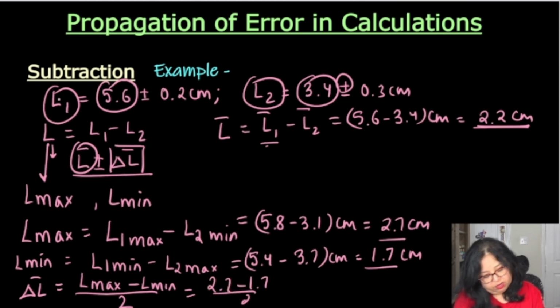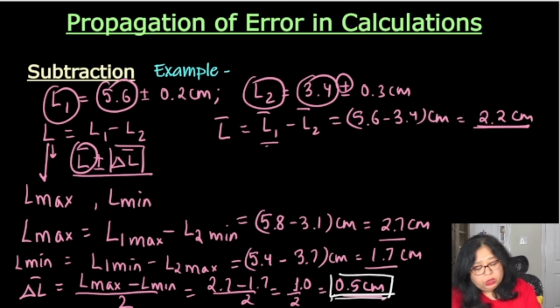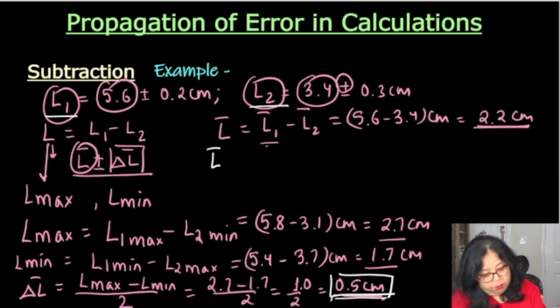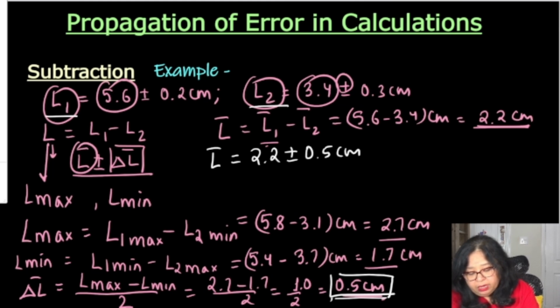2.7 minus 1.7 divided by 2 is 1 divided by 2, 0.5 centimeters. So quite interestingly, the uncertainty or the error in case of addition and subtraction, where I use the same values of L1 and L2, turns out to be the same, 0.5. So here this L bar will be equal to 2.2 plus minus 0.5 centimeters. And it turns out that the rule for adding up the uncertainties for addition and subtraction is the same.